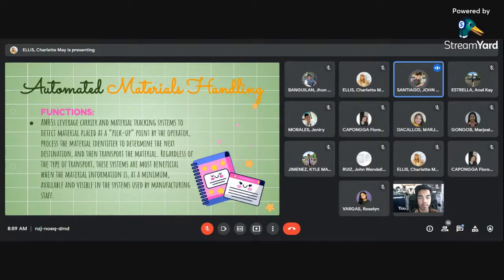So, yun nga, yung functions nito is yung mapabilis yung workflow and yung mas dumoble yung productivity ng manufacturing, and mapabilis yung pag-store ng mga goods or supply dun sa storage. And dito sa system na to, it includes barcode and also QR codes that can identify what kind of carrier or what type of goods are they storing or are they making.